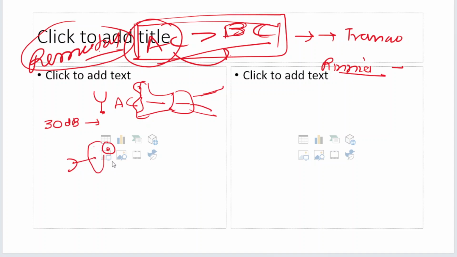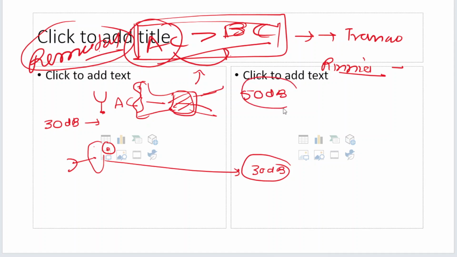So this 30 decibels is perceived as 30 decibels by the brain, but because of the middle ear transformer action, the force of the sound is increased. So tentatively, for example, it is heard as 50 decibels by the brain, by the central nervous system. So this is what is happening.